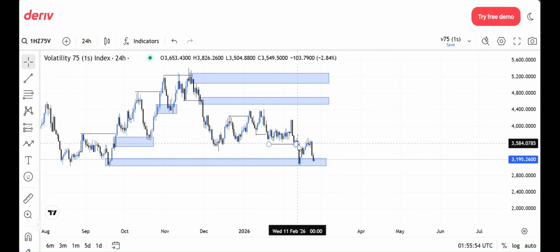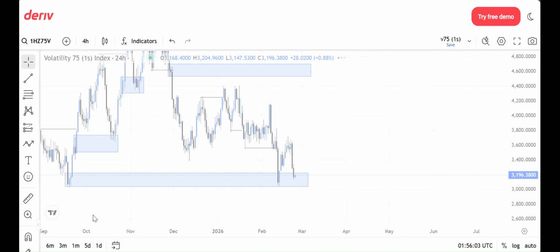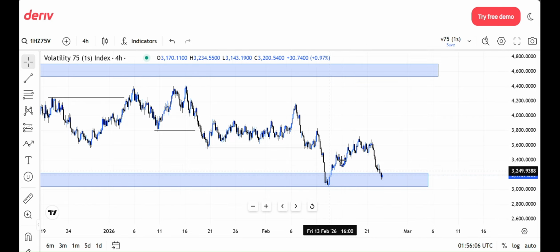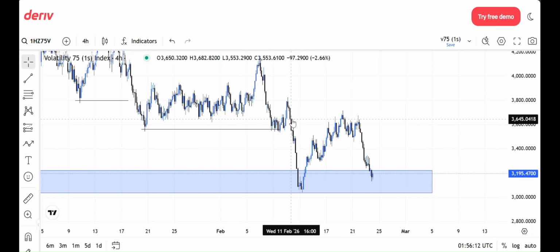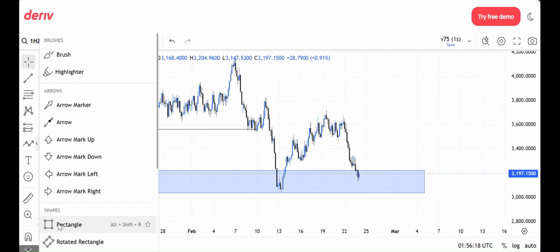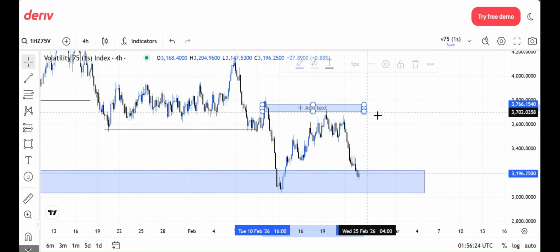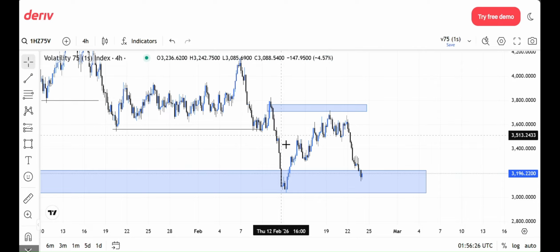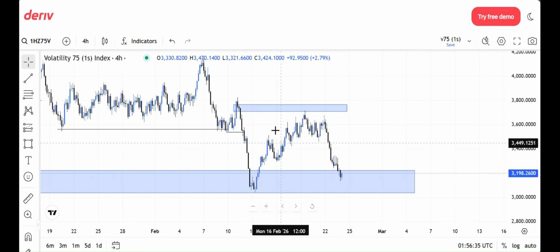After price taps into this hour zone, let's go to 4 hours. After price taps into the zone, we saw that there's a zone that caused this break of structure here. This particular zone caused the break of structure here. For 4 hours we have the zone. This structure was broken by this zone. So we have the break of structure here to the downside caused by this zone.